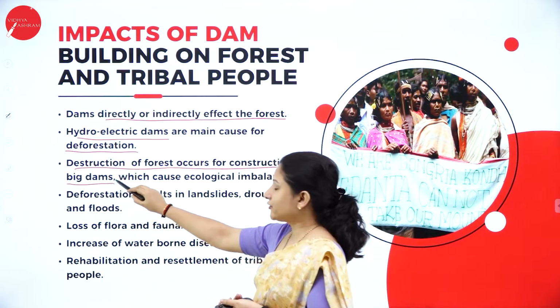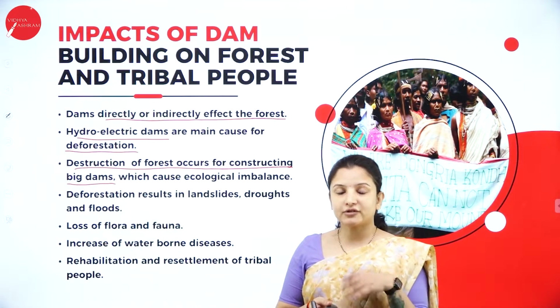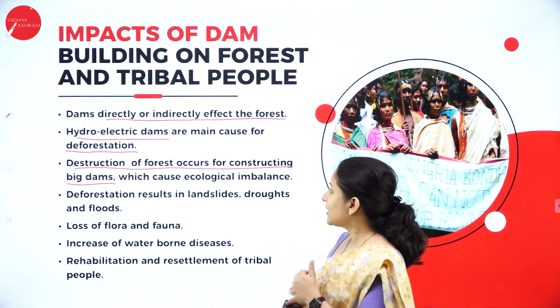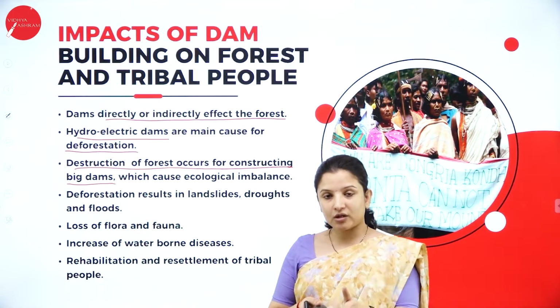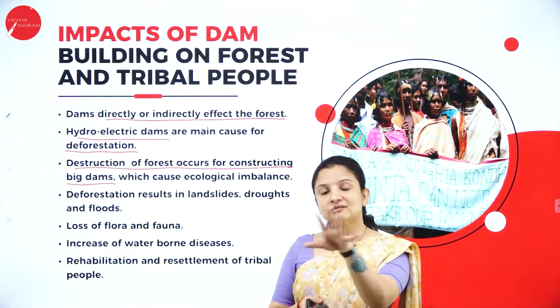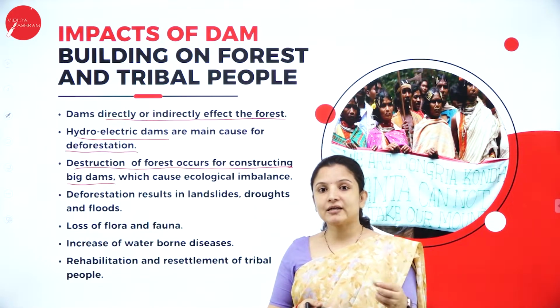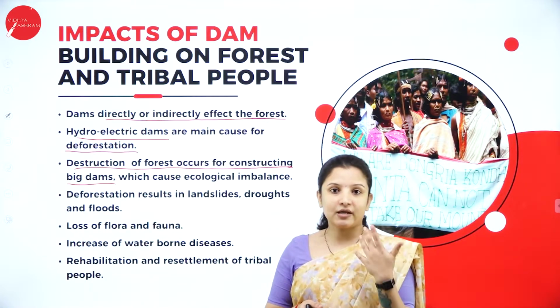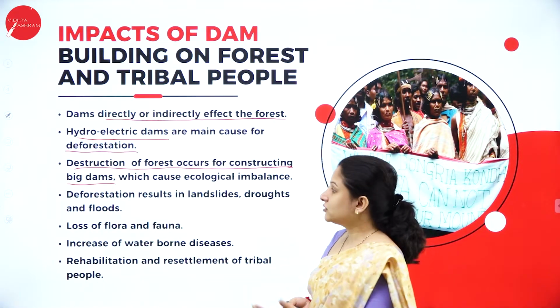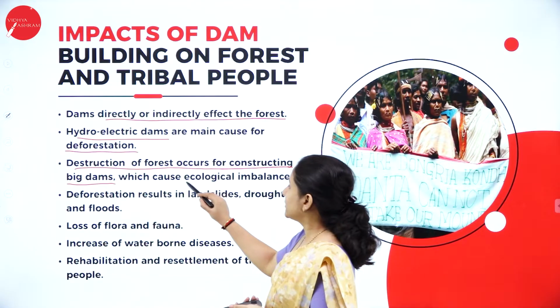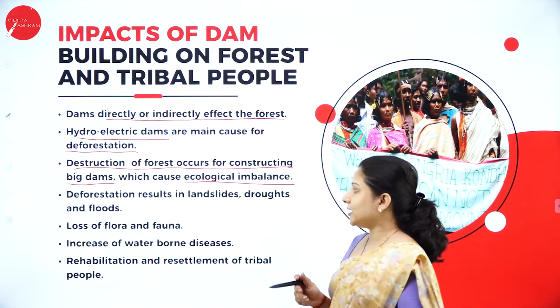So for hydroelectric power plants, that is, to generate electricity, very big dams need to be constructed, and for that we need the water area, and not just that, we need the surrounding land area as well. So if we need to make use of the land area, the cutting of the trees is a must. This destruction of forest for constructing big dams will therefore cause an ecological imbalance.